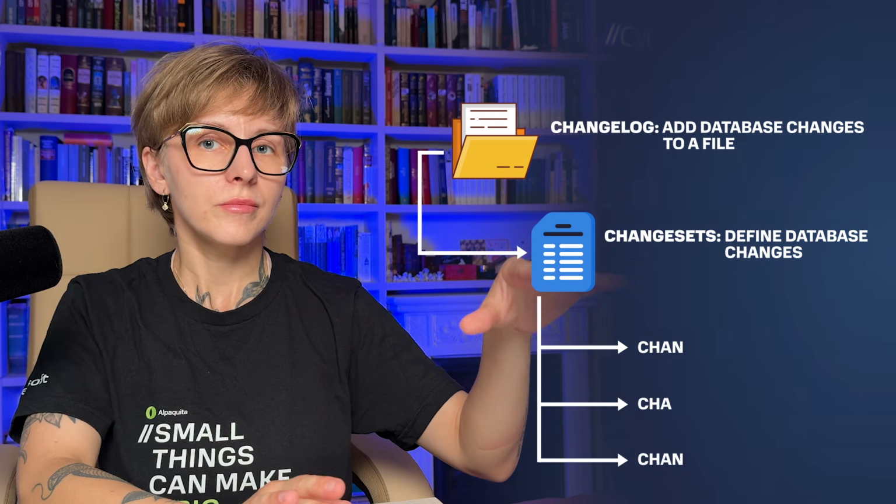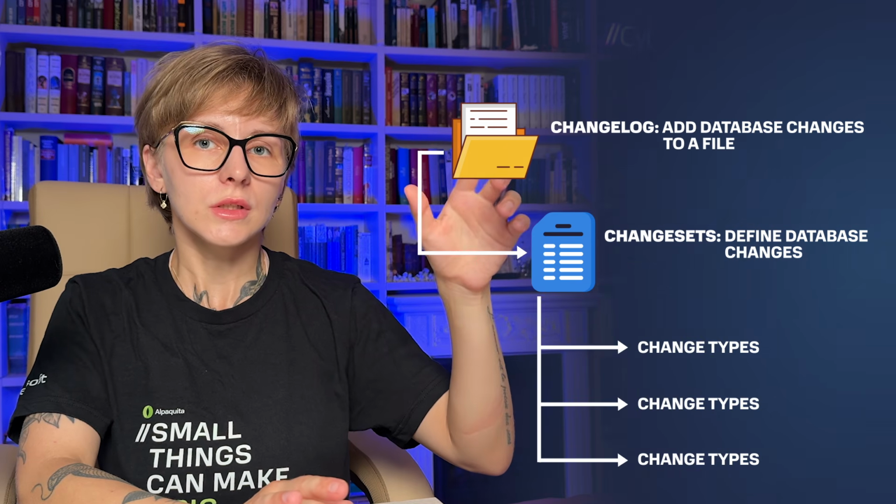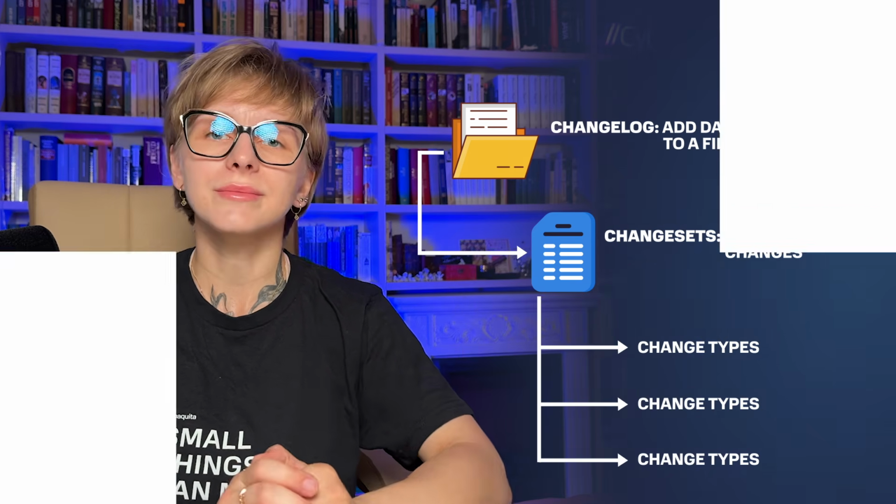For instance, adding a column. So the hierarchy is the following from top to bottom. Changelog is the file that contains a change set, and the change set includes one or several change types.